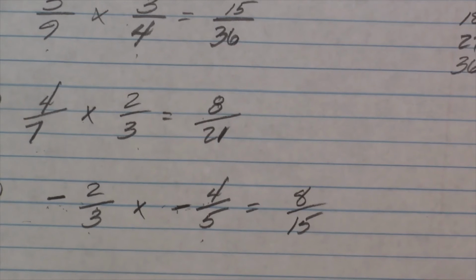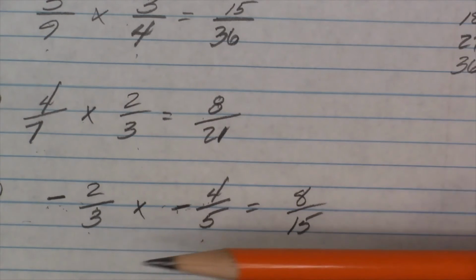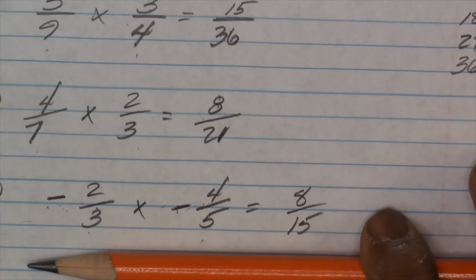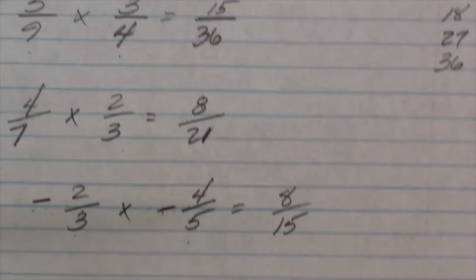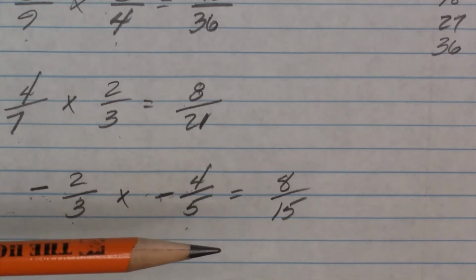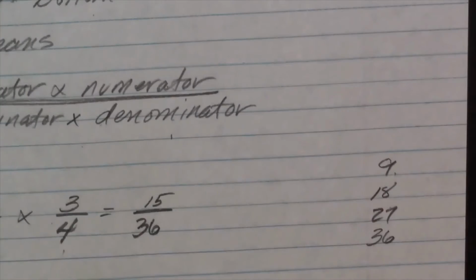Remember, I said when we have negatives, it tells you to go in the negative direction. And then when you see the next negative, it changes direction, which is why the 2 negatives in multiplication equal a positive. All right, that's multiplying fractions.